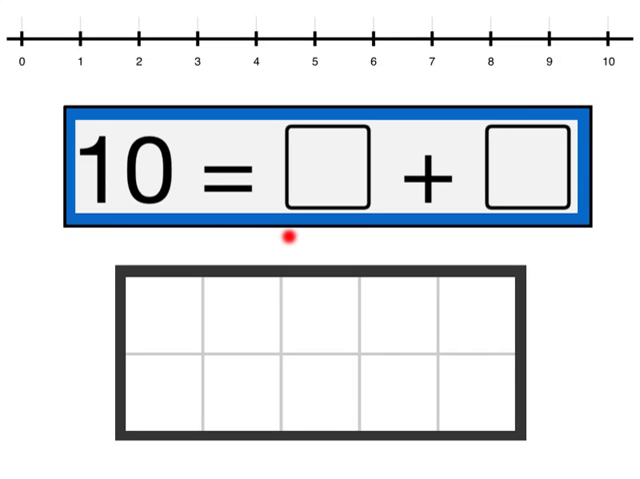Hello, boys and girls. We are going to continue our practice of building equations that have two partners in addition. And when we add these two partners, or these two groups of objects together, it will have a total or a sum of 10. The equation is written different this time. Have you noticed that? It still means the same thing. It says that 10 is the same as or equal to this group plus a second group.